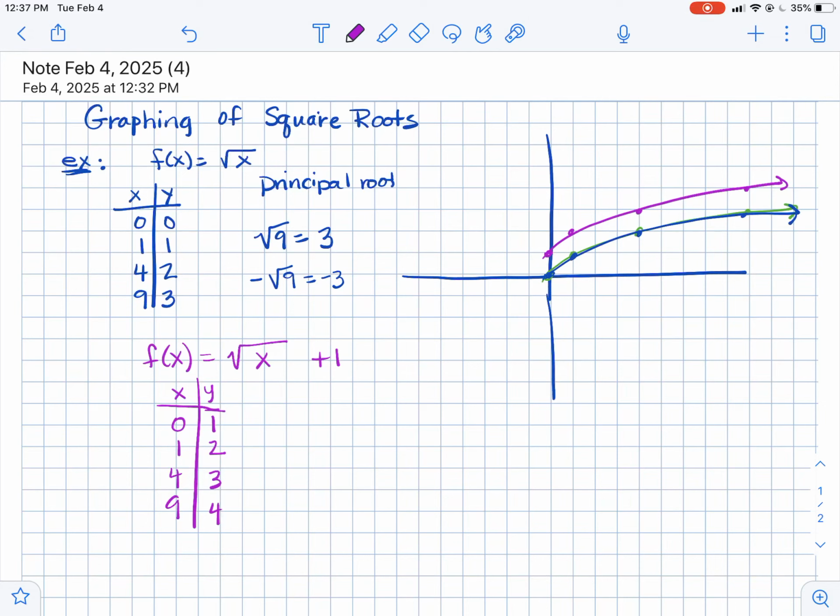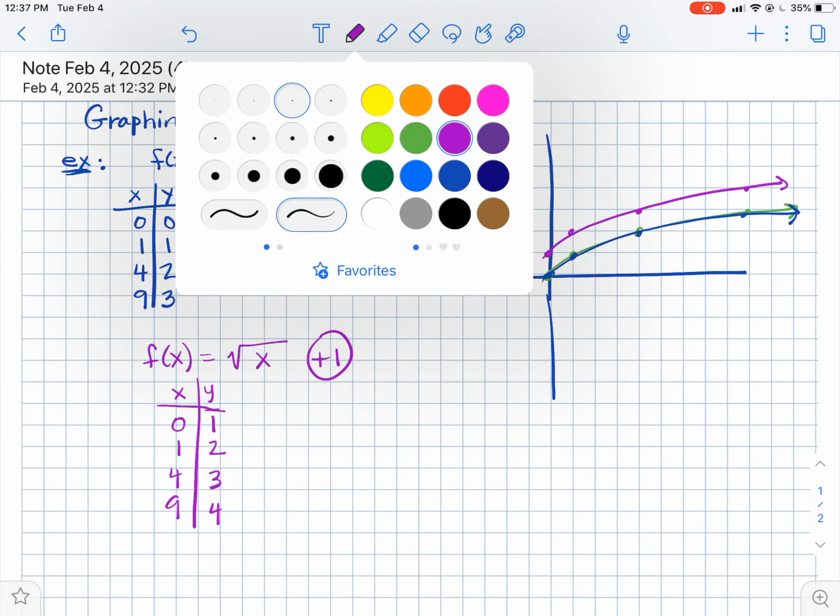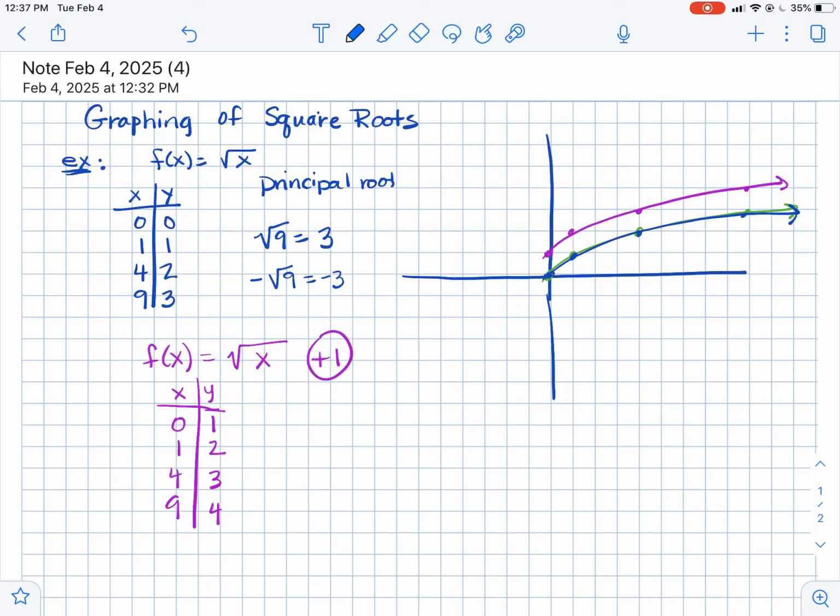Hopefully what you notice is that by adding 1, I just moved it up. If I had f of x equals the square root of x minus 1, hopefully you would say that is now going to move everything down 1. That is exactly what happens. Your square root curve moves just like your parabola.